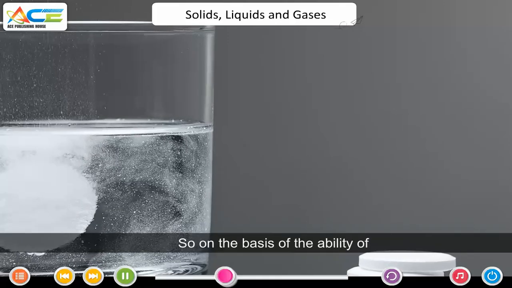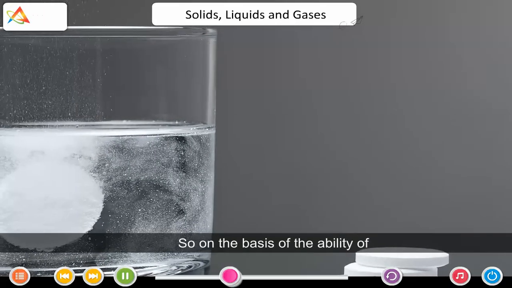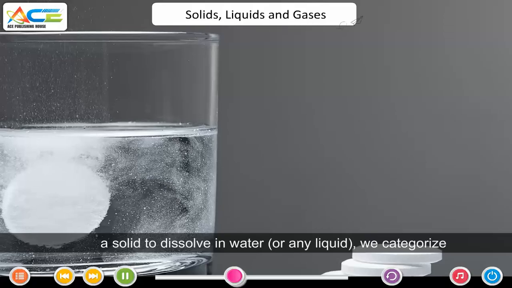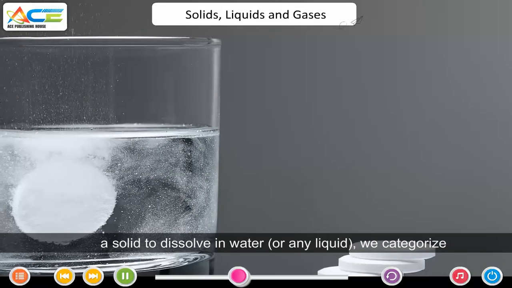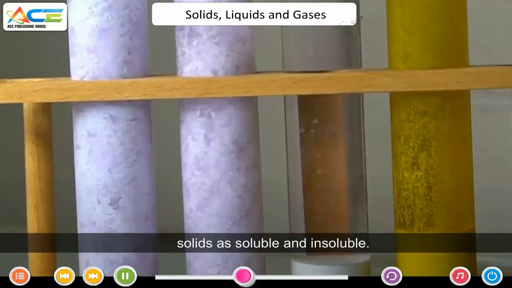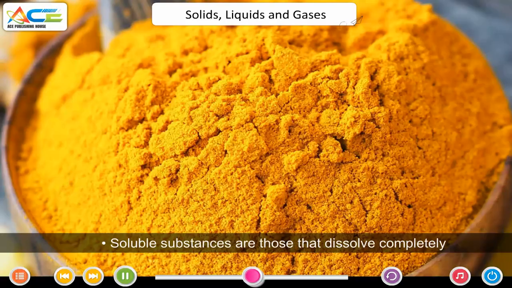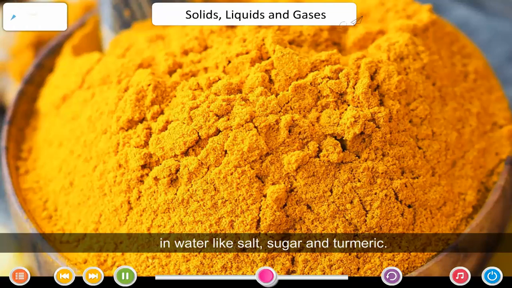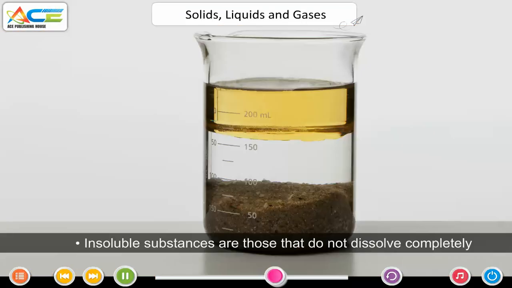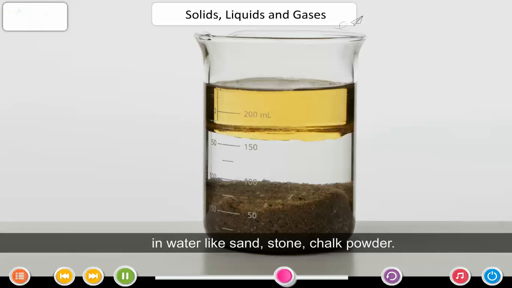So, on the basis of the ability of a solid to dissolve in water or any liquid, we categorize solids as soluble and insoluble. Soluble substances are those that dissolve completely in water like salt, sugar and turmeric. Insoluble substances are those that do not dissolve completely in water like sand, stone, chalk powder.